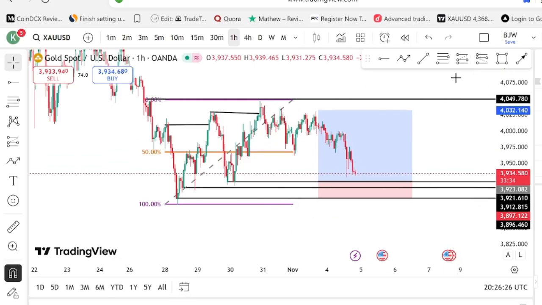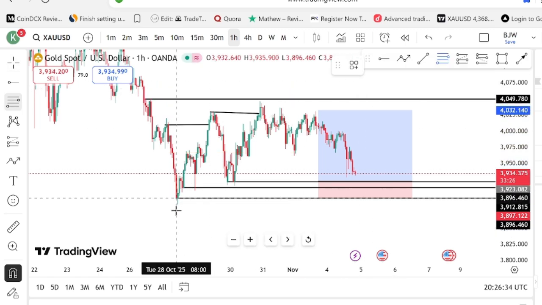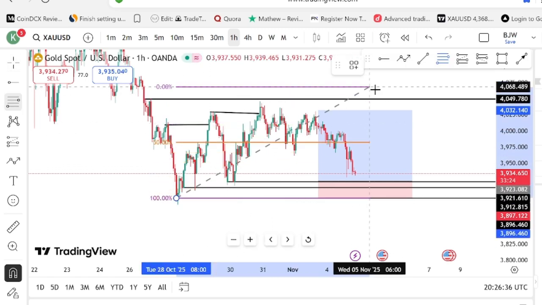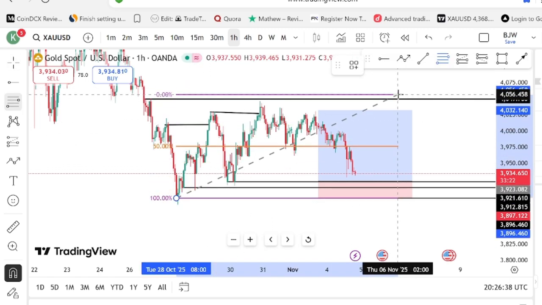Sorry guys, I think I made a mistake on my Fibonacci tool, so I'm going to correct that right now. So you tend to put it from this zone to the higher high. All right, it's cool now.